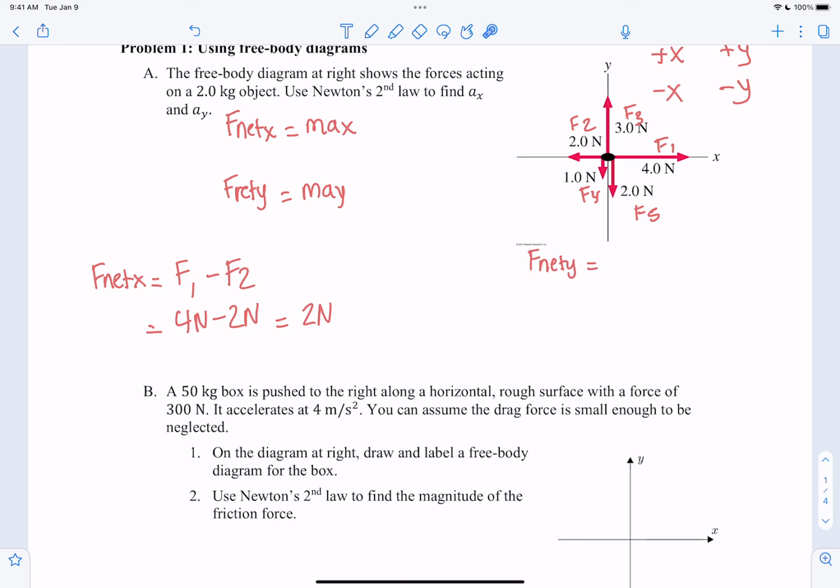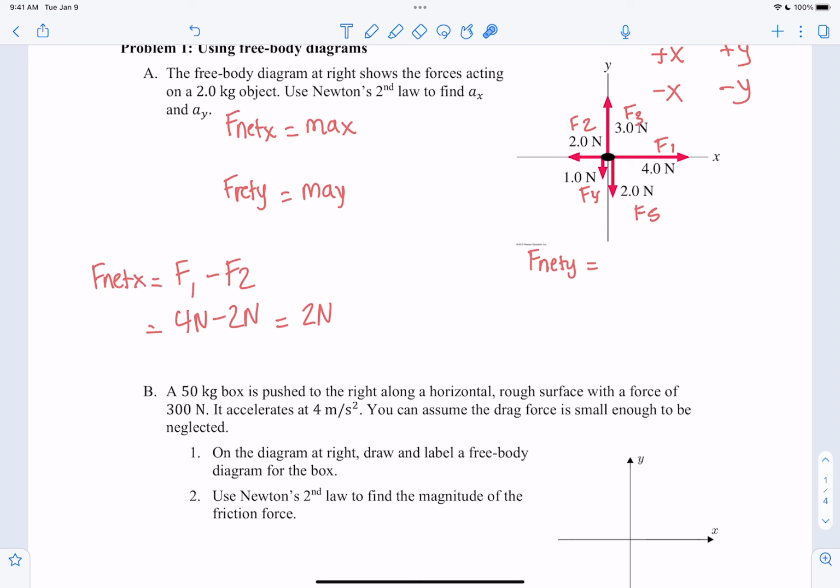same deal, right? It's just a matter of looking at your directions here and then putting them into equations. So anyone want to give it a shot as to how they would set up their equation, like F1 minus F2 or something like that? How would you model these three forces in the y direction? How would you write an equation for that? So F3 minus F4 minus F5.